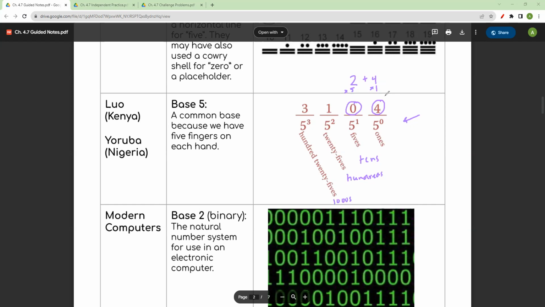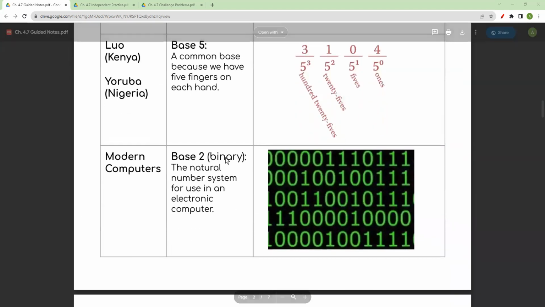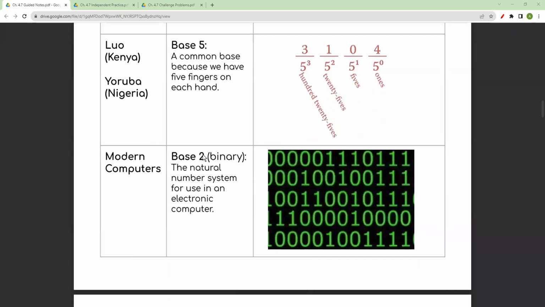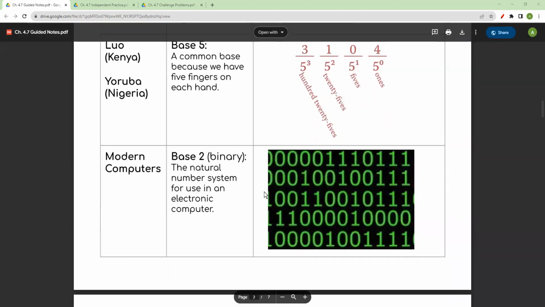Okay, so the last one that I have on here is modern computers. They use a binary system, which is really a base 2. It's the natural number system for use in an electronic computer. So you've probably seen this before. I'm not going to get too far into that because we're going to talk about it later.